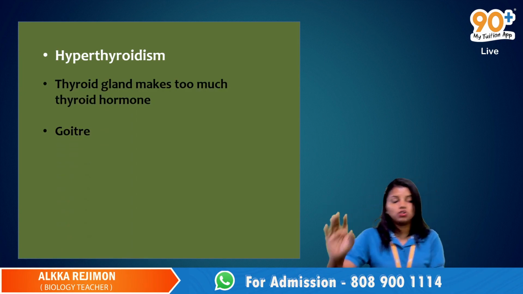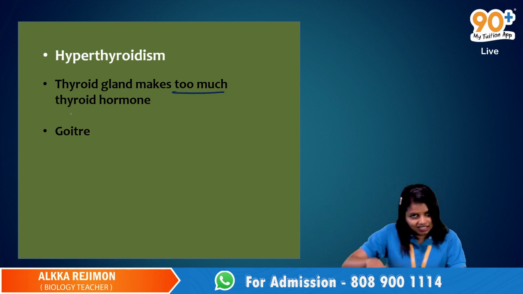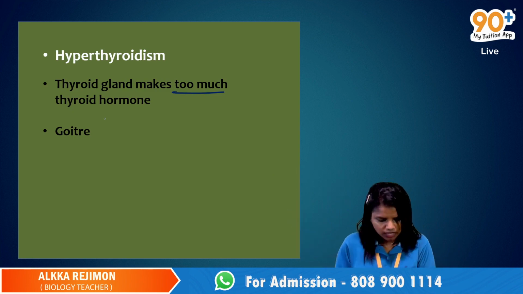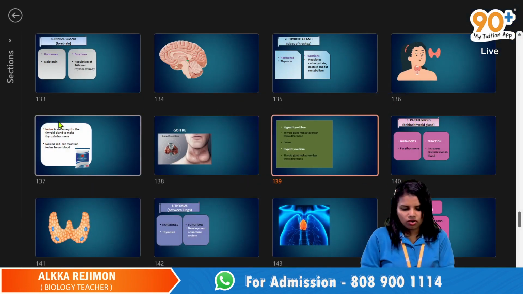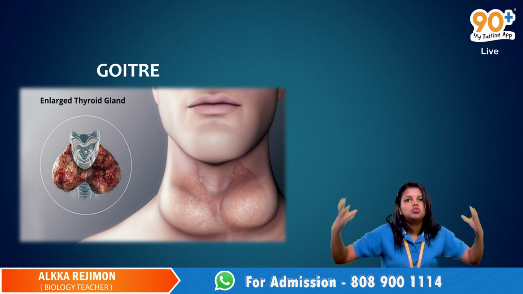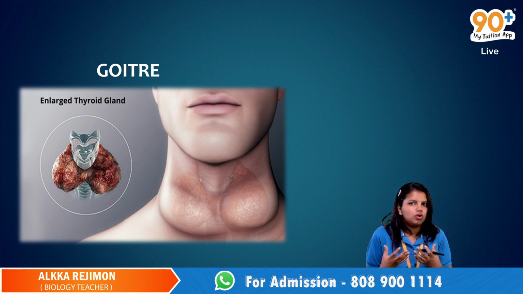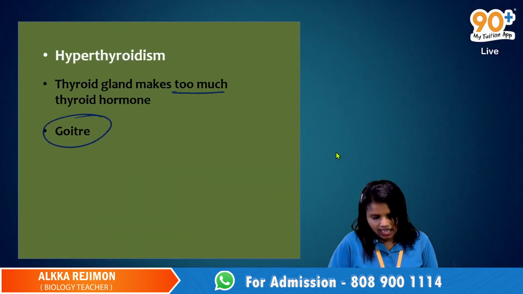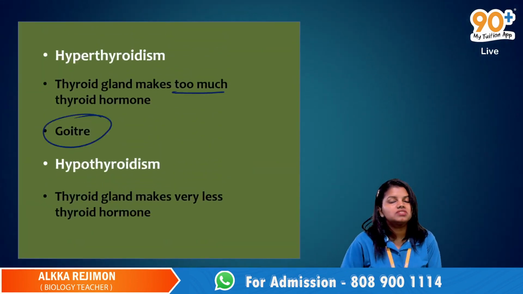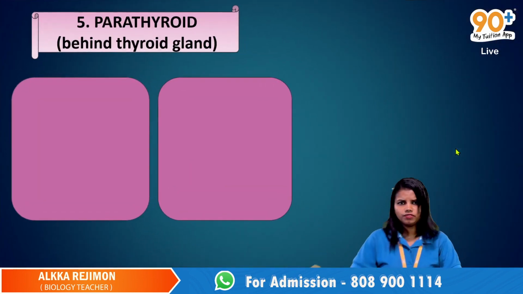Here you can see the thyroid gland makes too much thyroid hormone. When an excess amount of thyroid hormone is produced, that condition is called hyperthyroidism. And goiter is a condition where the gland gets swollen, and you can see the bilobed structure just protrudes out of the throat, and it looks like a disturbing structure out of your throat. So that is goiter. And then there is hypothyroidism where the secretion of the hormone is very less. And all these have their own symptoms. We need not go there.